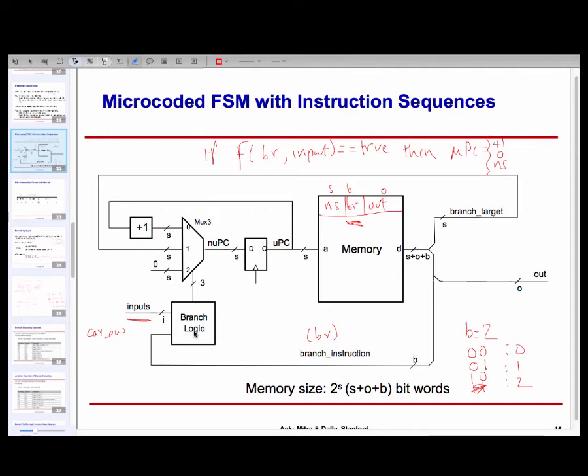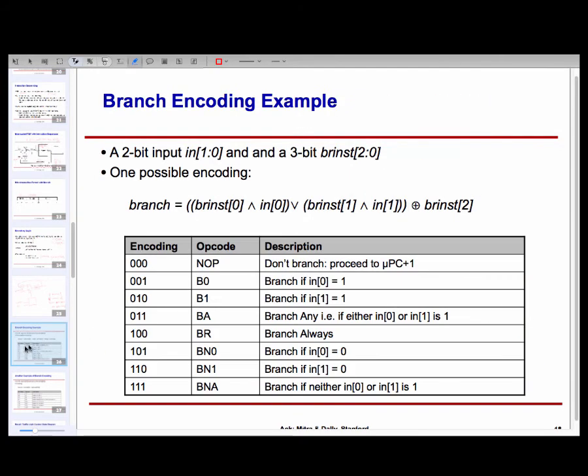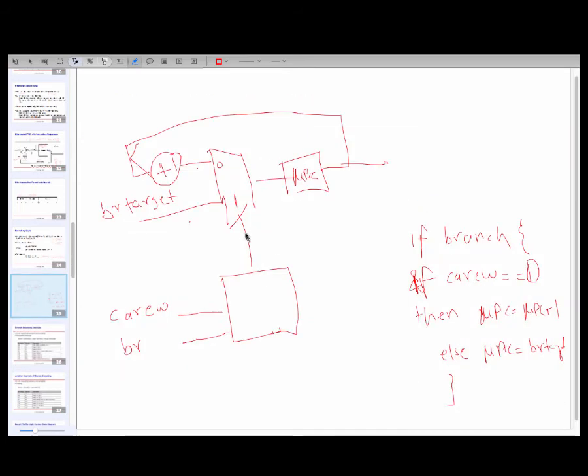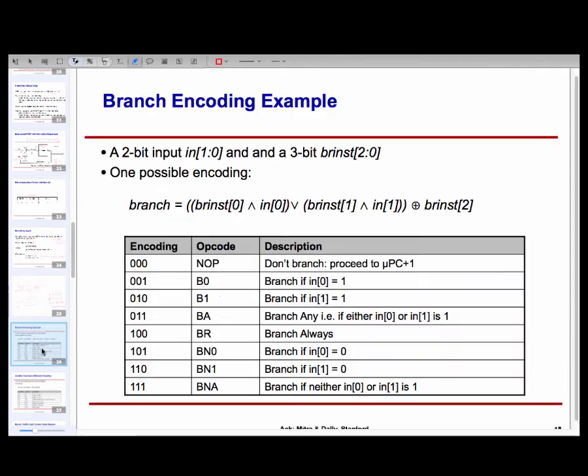You are in overall control as a designer. So let's see how one might do a design. Let's imagine I have 2 bits of input, in1 and in0, and I decided I'm going to have 3 bits of branch instruction, branch instruction 0 through 2. And let's imagine the logic that provides this 1 bit implements this function.